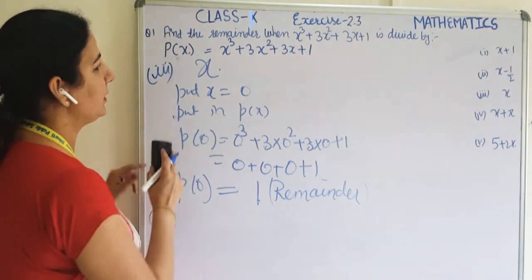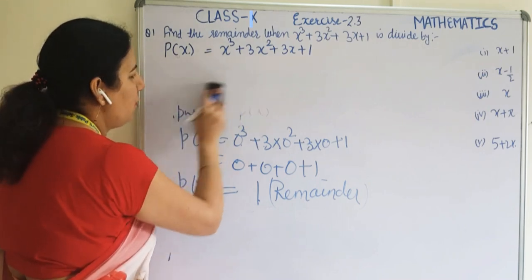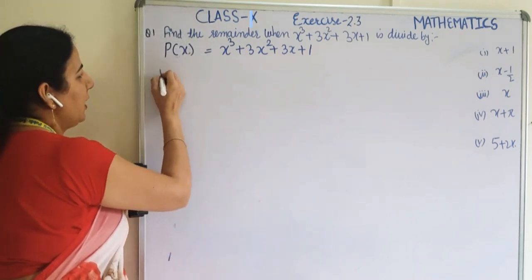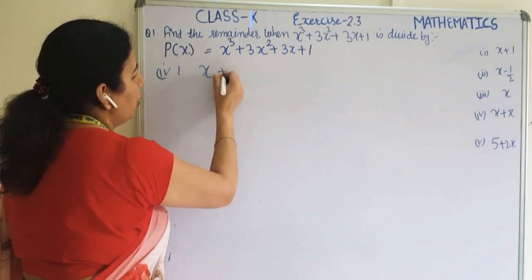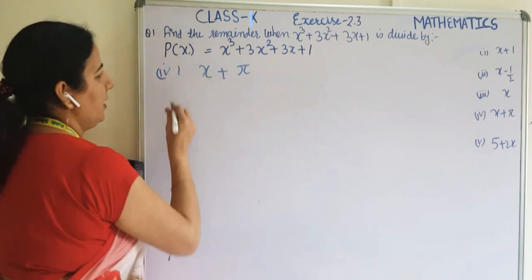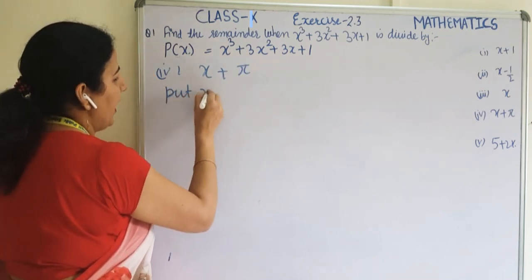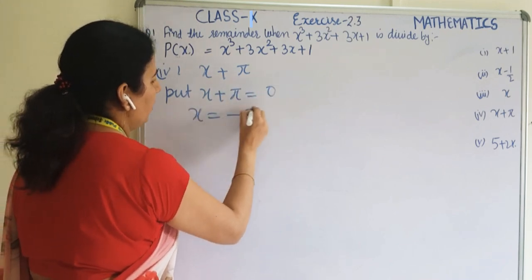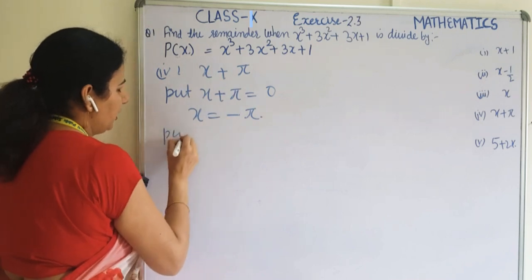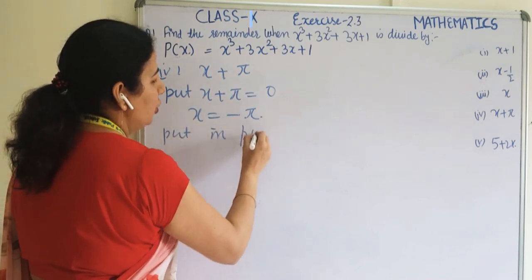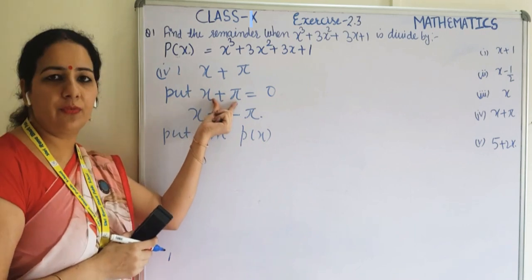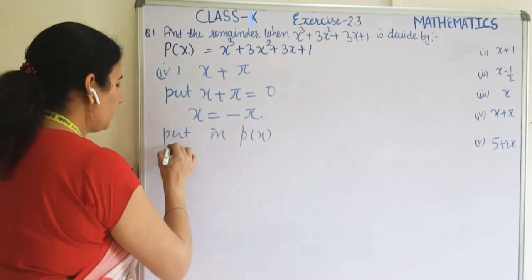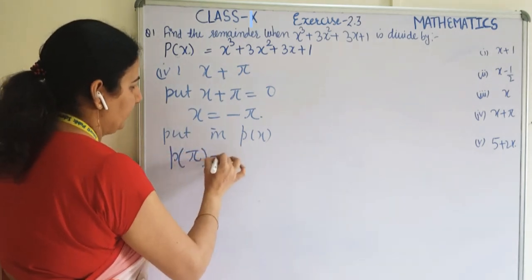Now the fourth part is x plus pi. Here we are not going to put the value of pi as 22/7. As the question is given in pi, we will also calculate the answer in pi. Same rule, put x plus pi equal to 0. x is equal to minus pi. Put this value in p(x). So first we calculate the value of the variable, then we put the value of that variable in the polynomial. So it will be p(-pi).